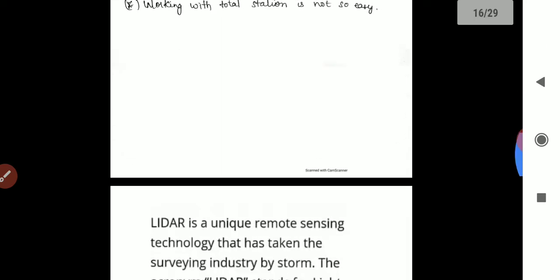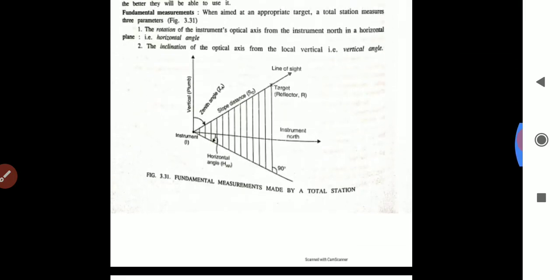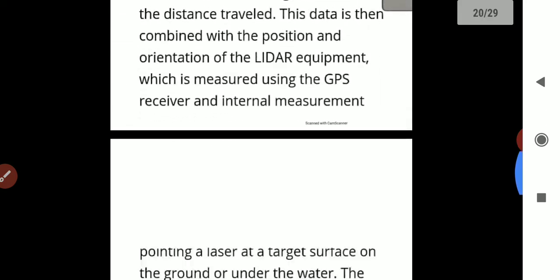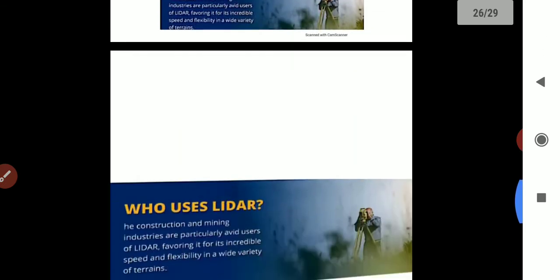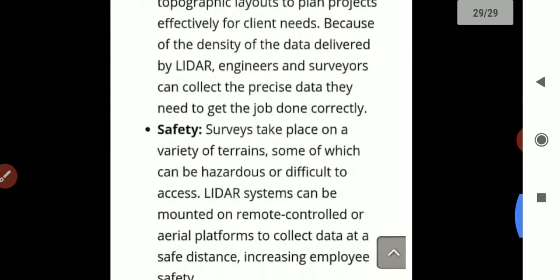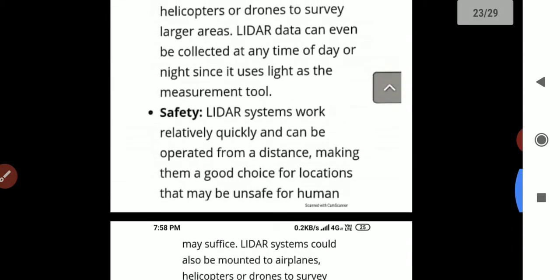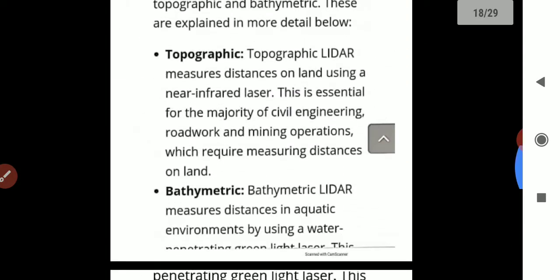Advantages of the total station, and also some LIDAR scanners are available. So the horizontal angle, vertical angle and slope distance are measured in the total station.